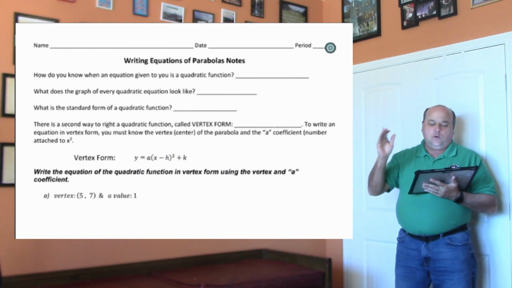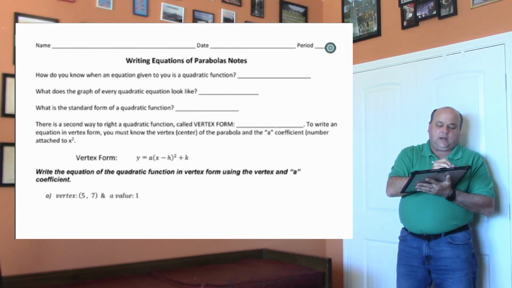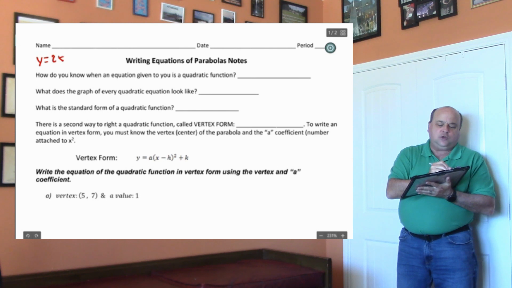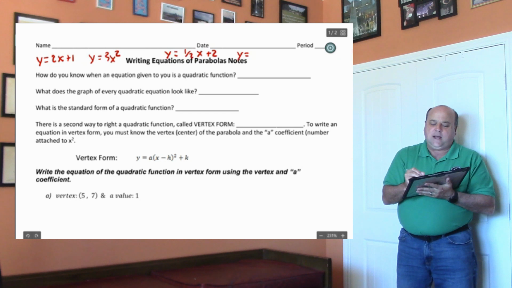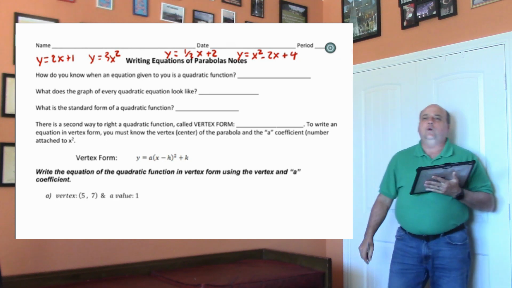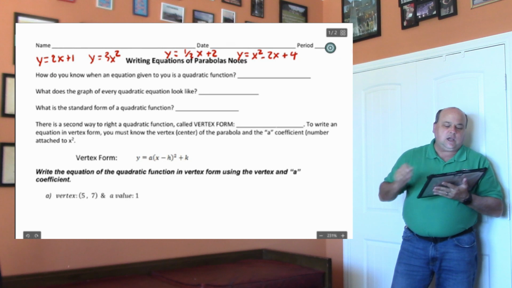Okay, how do you know when an equation is written as a quadratic function? Really quickly, write down y equals 2x plus 1. Write down y equals 3x squared. Write down y equals 1/2 x plus 2. And let's write down y equals x squared minus 2x plus 4. Which one of those would be quadratic equations?